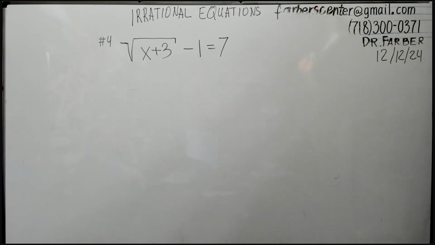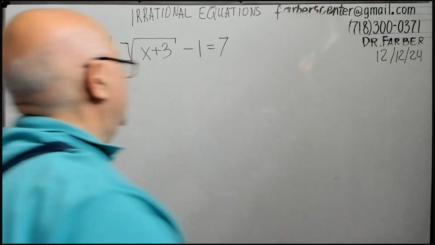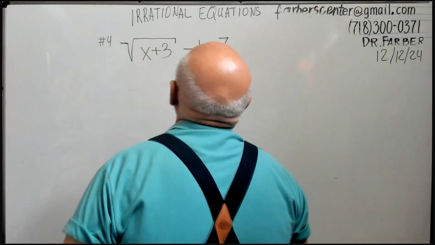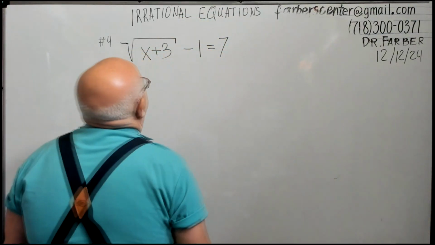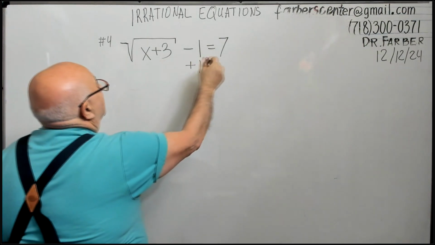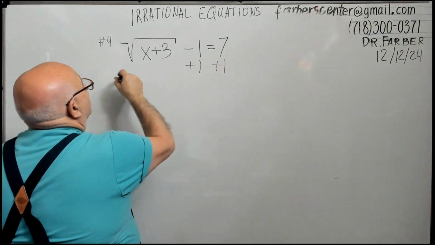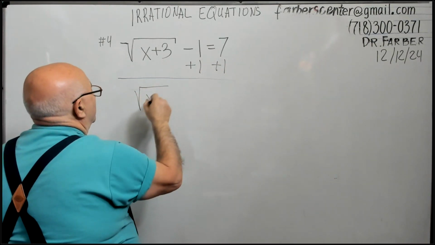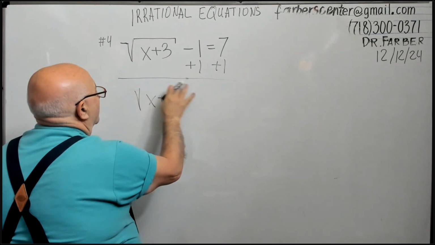Let me do it this way. I will solve these questions, and please ask me any questions without hesitation. We are out of time, because how much? 25 minutes left. So what is supposed? Step number 1, isolate the radical. Plus 1 and plus 1. When isolated, it's easy to get rid of the radical. And you have square root of x plus 3.